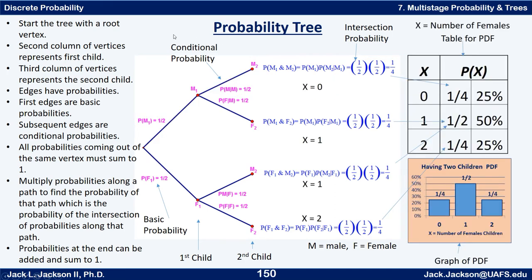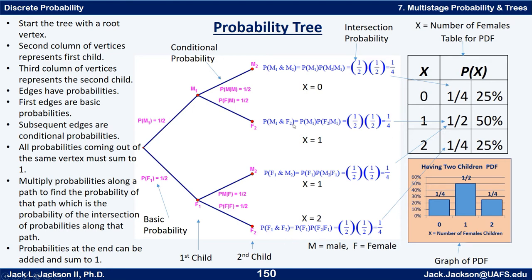Now let's go from the probability tree to the PDF table and graph. Well, our X is our number of female children, so that could be either 0, 1, or 2. Well, this one right here is 0 female. Male and male, that's 0 female. So that happens with probability 1/4 or 25%. The only one to get 2 is this one right here, female, female, and that's also probability 1/4.